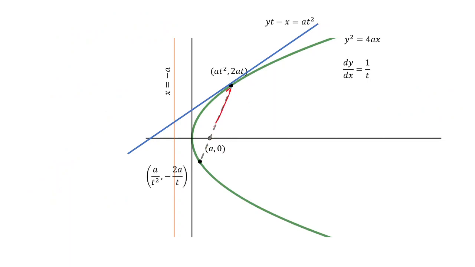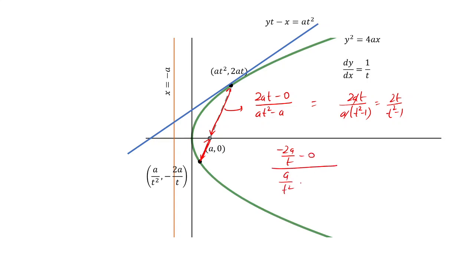So you can figure out that this slope and this slope will be same. So this slope is (2at - 0) divided by (at² - a). So this turns out to be 2at/a(t² - 1), so 2t/(t² - 1). Now about this slope? Okay, (-2a/t - 0)/(a/t² - a). Let's cancel out the a. Minus 2/t, (1 - t²)/t².